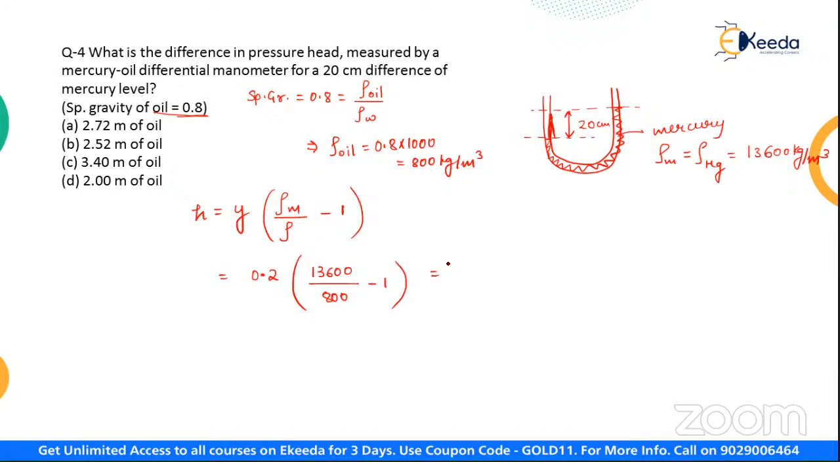So from here, if we calculate these two values, that is 13,600 divided by 800, this comes out to be 17 minus 1, that is 16, into 0.2. That is 3.2 meter of oil. So the closest option here that we are having is option C. For such type of question where you are calculating the correct answer but the exact answer is not matching, in those cases you need to take the closest option, because any competitive exam asks for the best possible option. So therefore, we will be marking option C as the correct one.